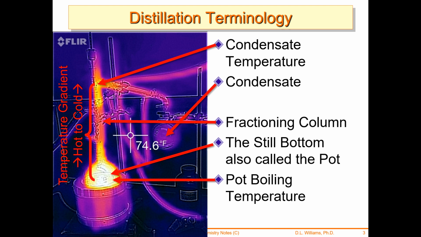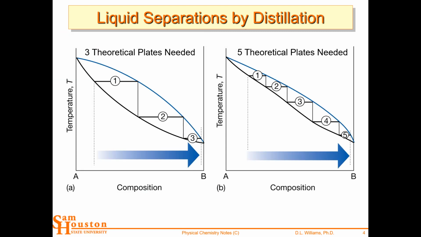And so I actually took some measurements with this FLIR infrared camera. So you can point that little crosshair. You see it's pointed at the cooling tubes, and it's measuring 74.6 degrees Fahrenheit. So that's the cooling water that's running through the condenser. You can point it at the pot and measure the temperature of the pot. And so these different distillation steps in the fractioning column are evaporations and condensations.